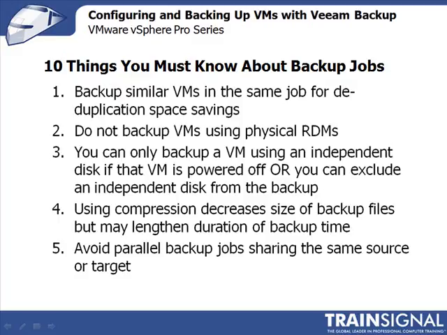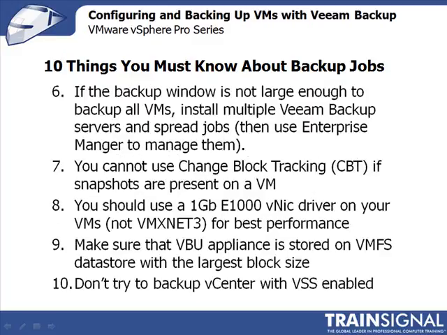In number 5, you should avoid parallel backup jobs sharing the same source or target. Really what you're trying to do there is to decrease backup contention or file contention that might slow down your backup job. Now number 6 points out that if your backup window is not large enough to back up all virtual machines, you should install multiple Veeam backup servers and spread those jobs across multiple servers. Then you could manage those multiple servers using Veeam Enterprise Manager.